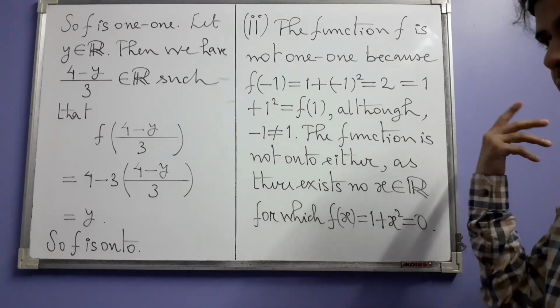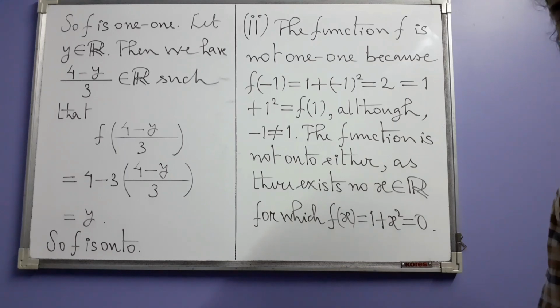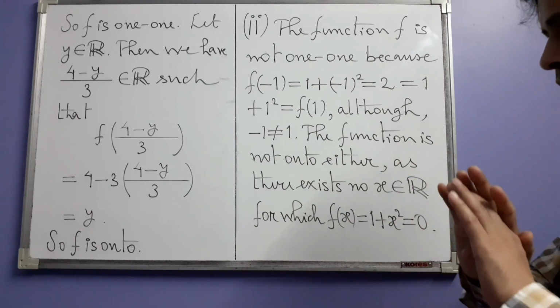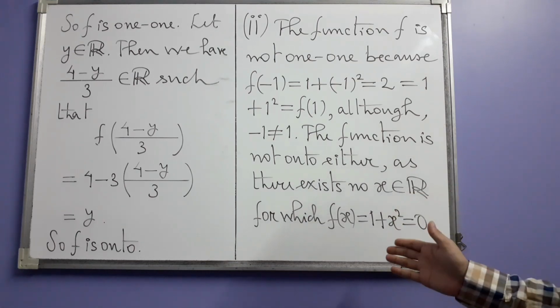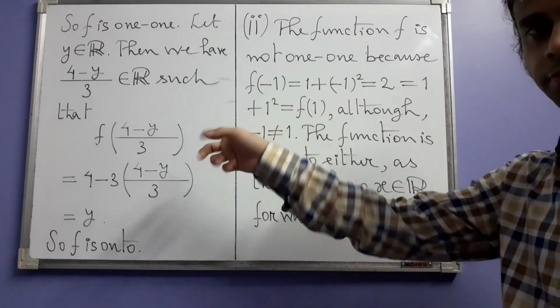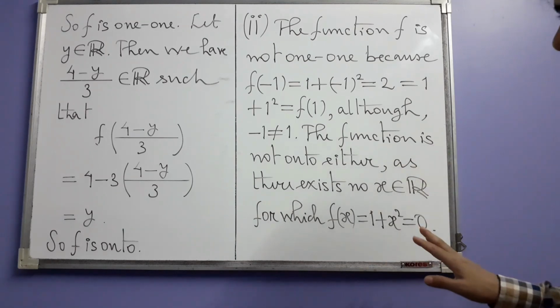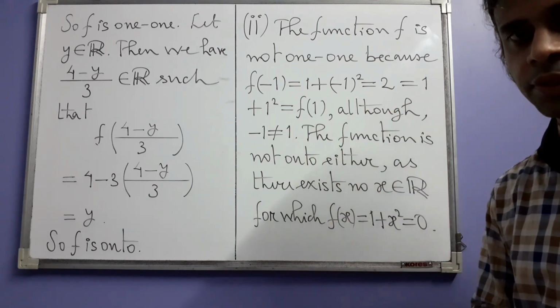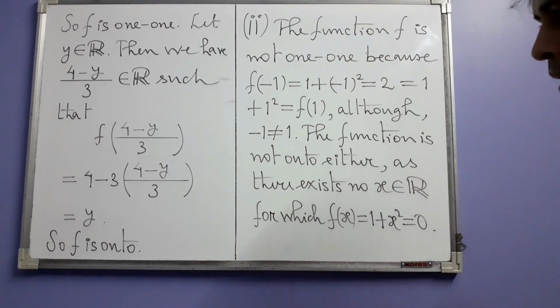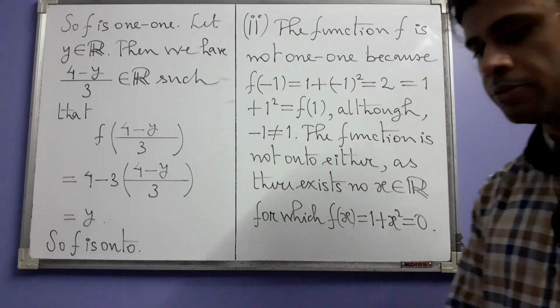So you have many points on that side of 1 which are not outputs under this function of any input. So how can it be onto? So this function is the exact opposite to the previous one. It is neither 1-1 nor onto, whereas the previous one is both. It is bijective. And let me just end the video here itself.